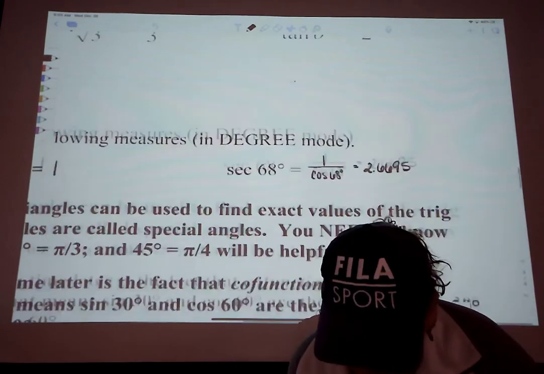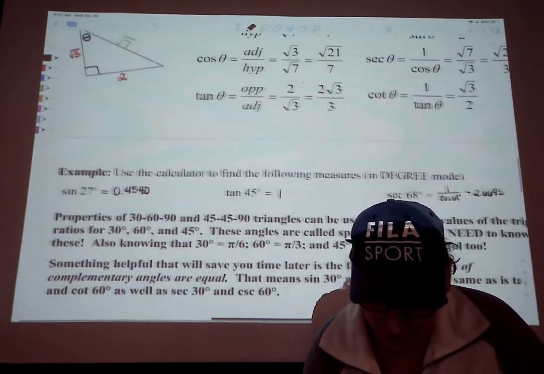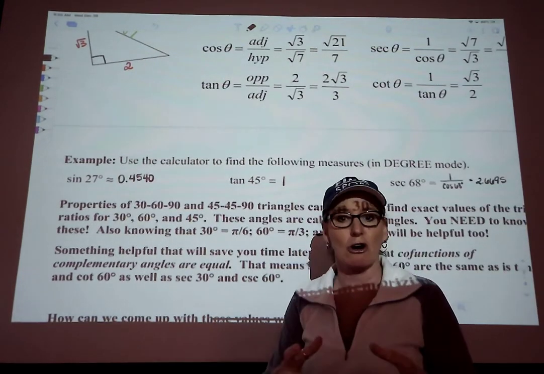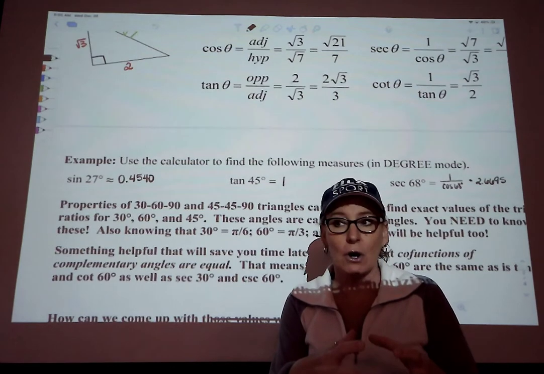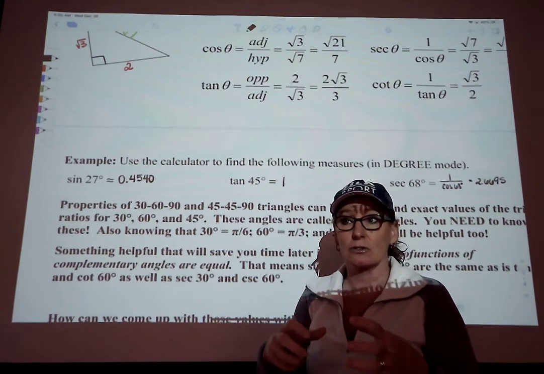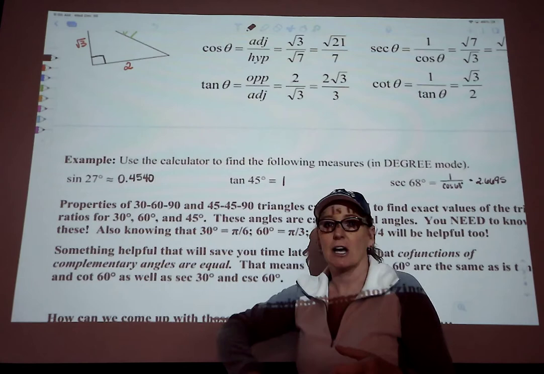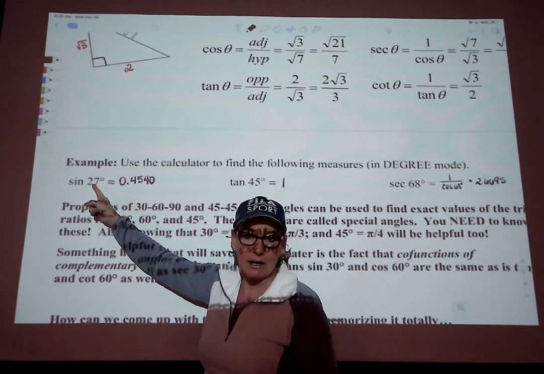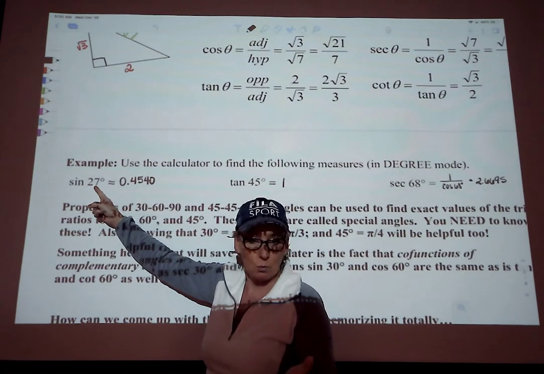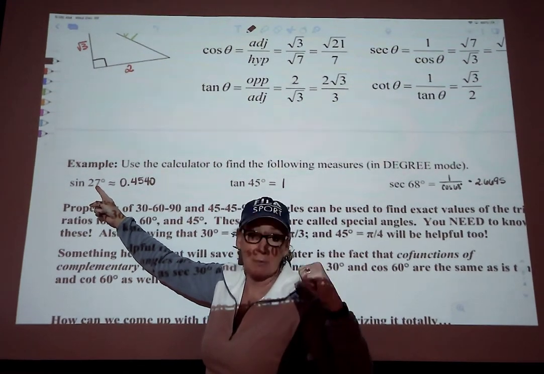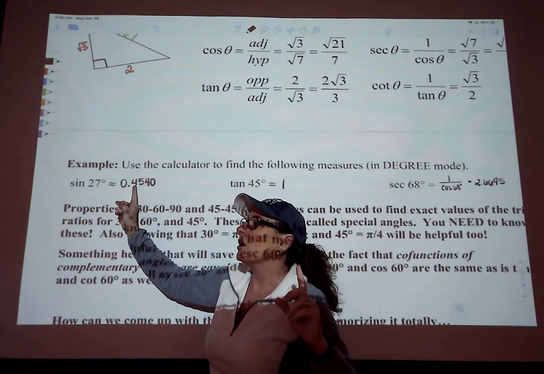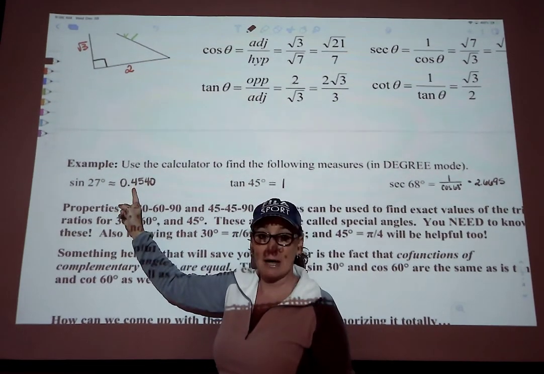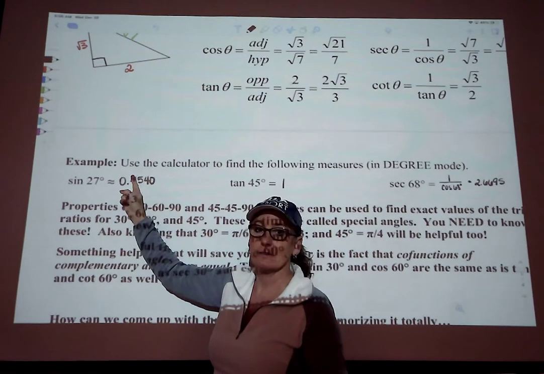Alrighty, now here's what's cool about this. It doesn't matter how big your triangle is. You can draw it on a piece of paper, or you can take a sidewalk chalk and go out to the parking lot and draw a huge triangle. If you draw a triangle that has a 27-degree angle with a piece of paper or in the parking lot, your opposite to hypotenuse comparison will always compare like this.